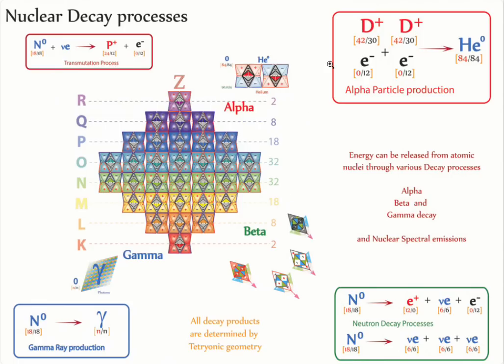In the case of the other decays we've mentioned, obviously deuterium nuclei, or deuterons, combine with electrons to form helium. There are various processes for that we'll discuss shortly. And in the neutron decay process, a single neutron, should it decay, will produce a positron, an electron and a neutrino.